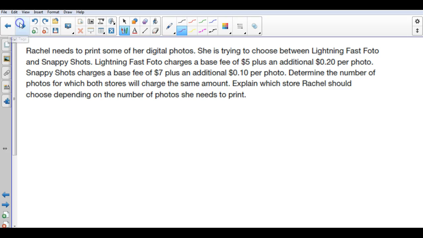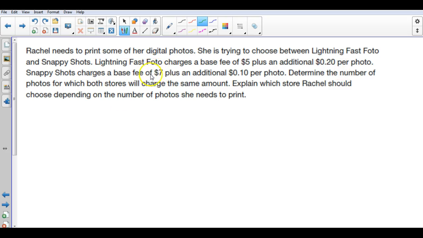I'm going to do one more example of a story problem, but this one we're going to use substitution to solve instead. Okay, Rachel needs to print some of her digital photos. She's trying to choose between basically 2 companies. One place is charging a base fee of $5 plus 20 cents per photo.